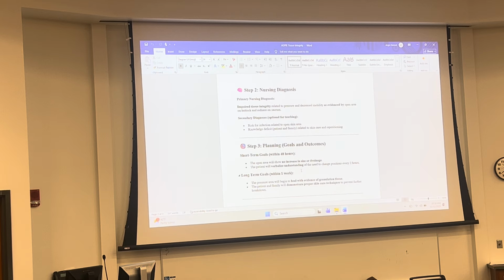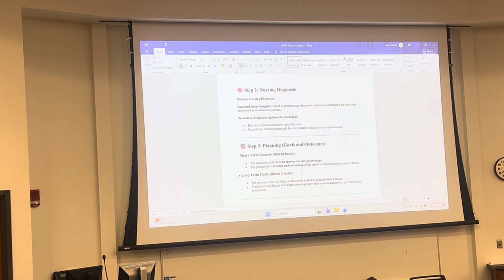Short-term goals within 48 hours. The open area will show no increase in size or drainage. The patient will provide understanding of the need to change positions in 2 hours. Long-term goals within 1 week. The pressure area will begin to heal with evidence of granulation tissue. The patient and family will demonstrate proper skincare techniques to prevent further breakdown.